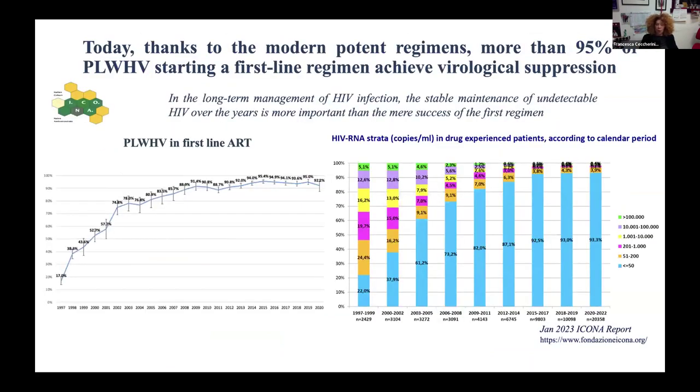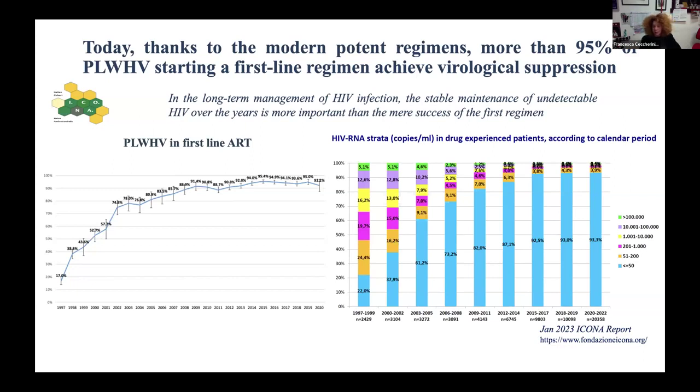So the goal is to achieve viral suppression. Today, we have really modern, potent regimens, and at least this is our experience in Italy, more than 95% of people living with HIV achieve virological suppression after first-line treatment. You can see on the left the difference in this achievement over time.